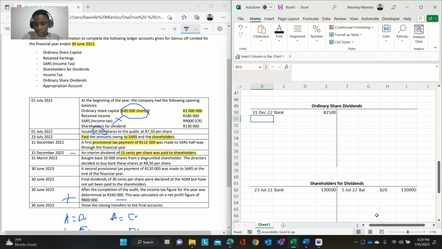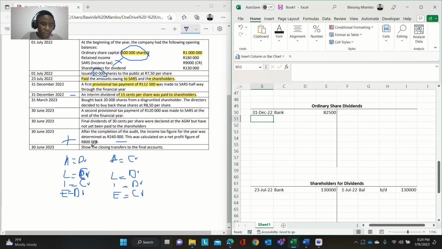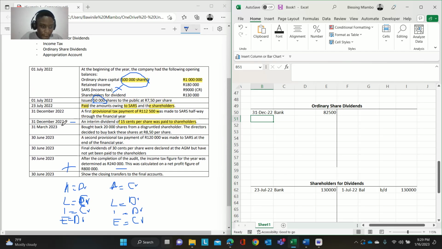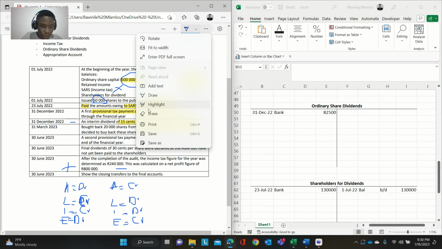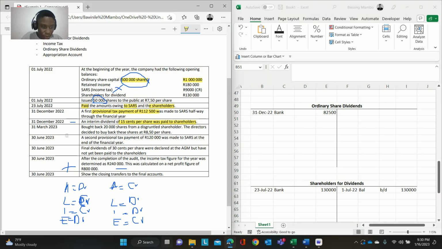So shareholders for dividends won't be affected because we declared and paid this dividend on the same day, right? And then we go to the transaction on the 31st of March 2023. They say the company bought back 20,000 shares from disgruntled shareholders. The directors decided to buy back these shares at 8 Rand per share.